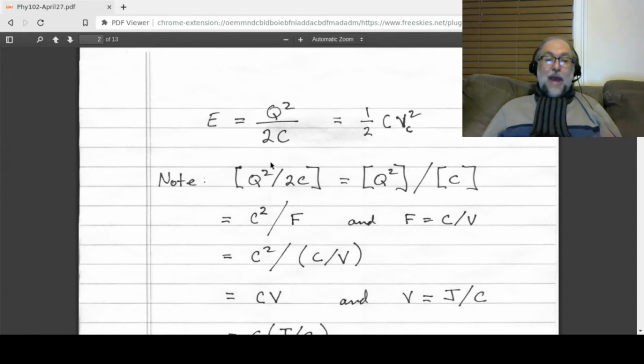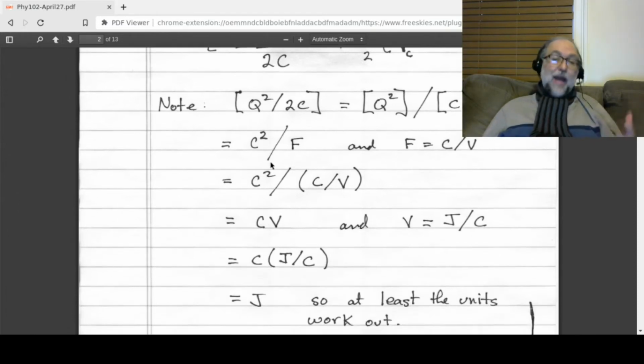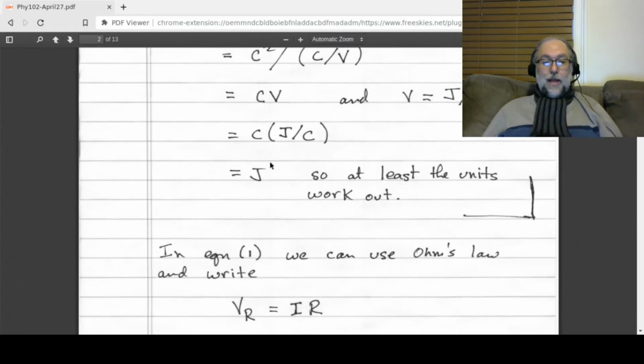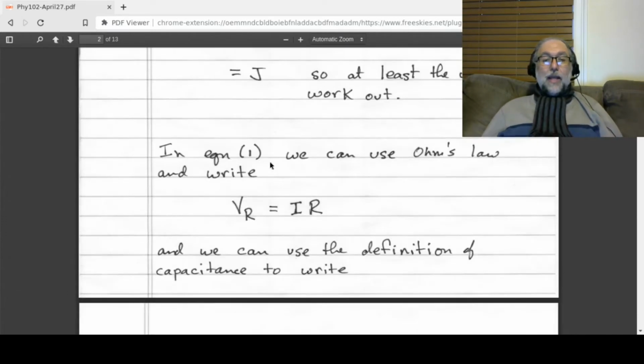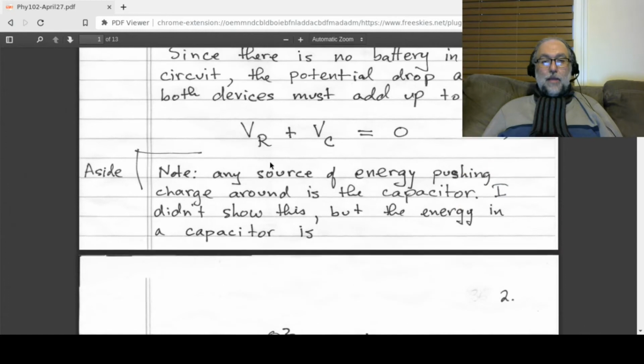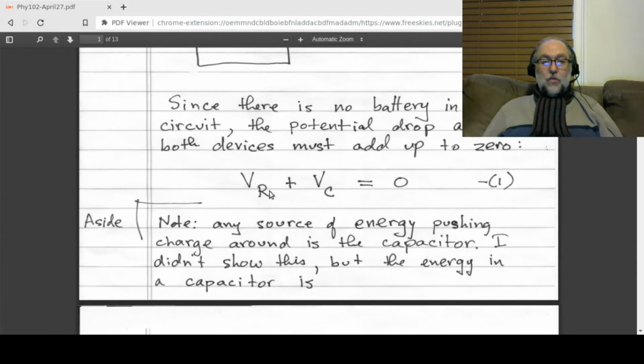So you don't need a battery. The energy is not coming from the battery because there isn't one. It's coming from the capacitor. Now, in that equation 1, maybe I better just quickly remind you of equation 1. It basically says there's a potential drop across the resistor plus a potential drop across the capacitor. That has to equal 0 because there's no battery in the system.